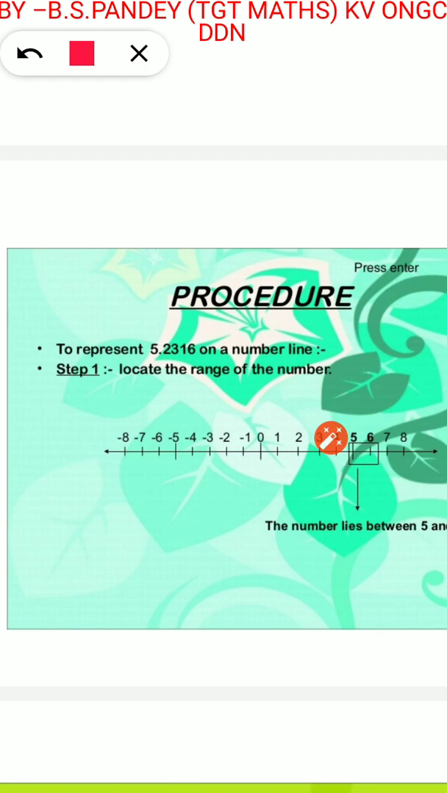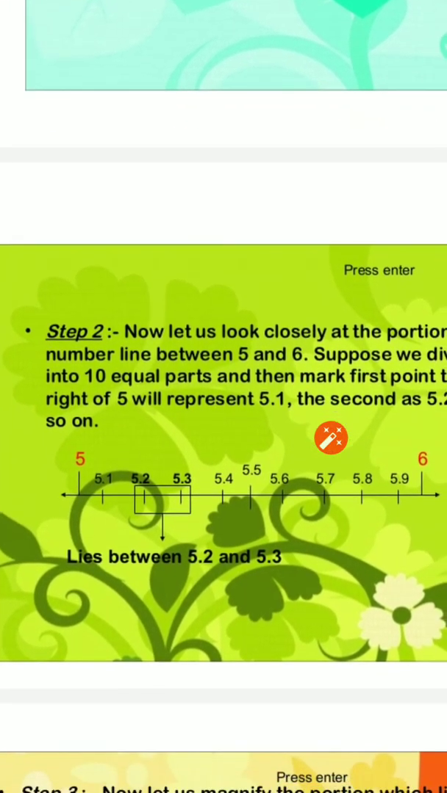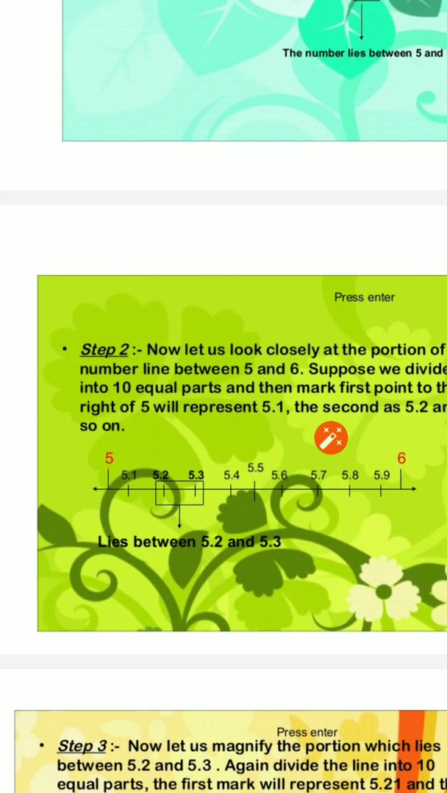So children, it is clear to you that 5.2316 will lie between 5 and 6. 5 और 6 के बीच पड़ेगा 5.2316. 5 से बड़ा है, 6 से छोटा है, इसलिए ये इसके बीच पड़ेगा. ये फर्स्ट स्लाइड है, ये आपको क्लियर है. Now come to the step 2.